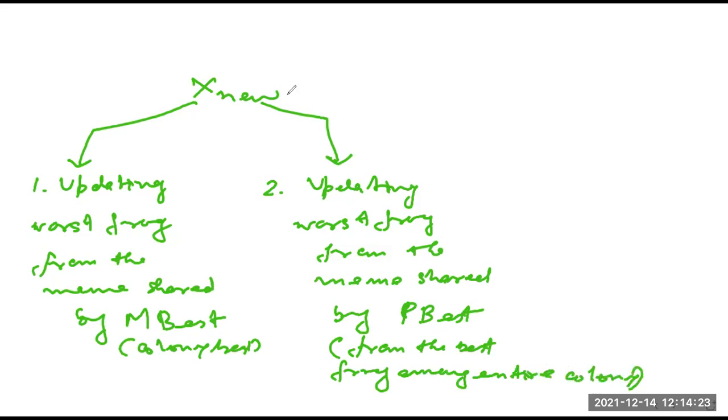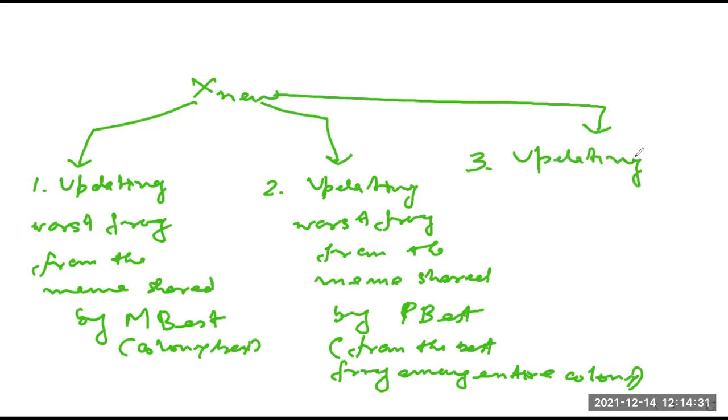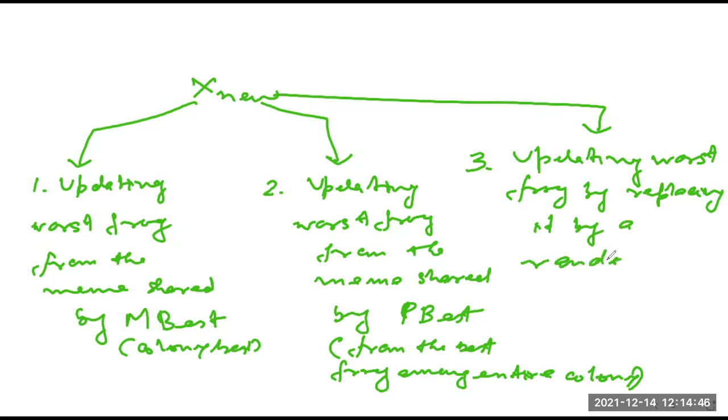Now, after that also you are not getting any improvement. So there is a third step, updating worst frog by replacing it by a randomly generated new frog.